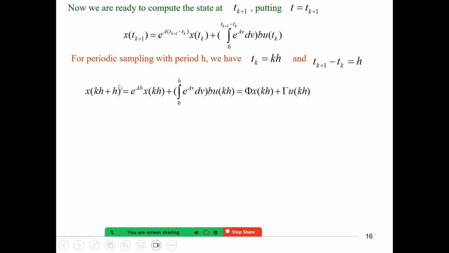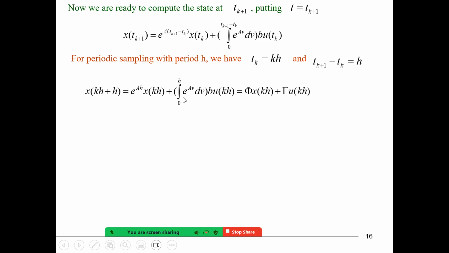Here we can simplify this expression. Now t_{k+1} is kh plus h. This term, e to the A times (t_{k+1} minus t_k), is just e to the A h. And in the integral, t_{k+1} minus t_k becomes h.